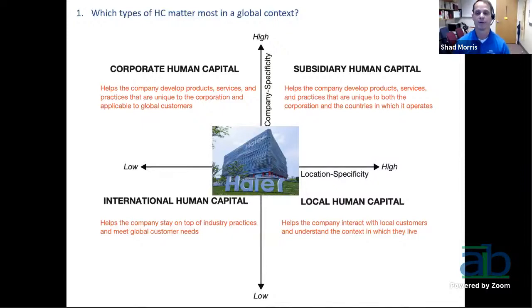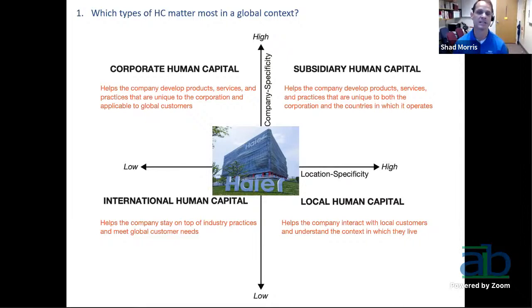For example, if we go back to the Haier case, one of the ways they invested in developing corporate human capital, getting their local employees within the subsidiary in Indiana to understand the corporate vision, was to do rotation programs. So these R&D workers, they sent them out on rotation programs. They sent them to China. They sent them to other R&D centers around the globe.